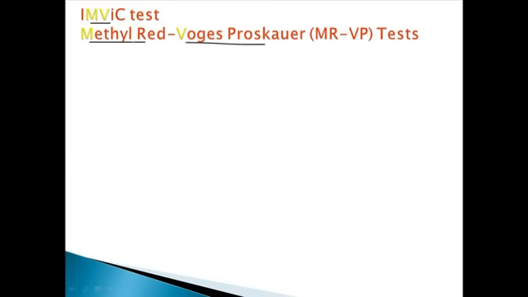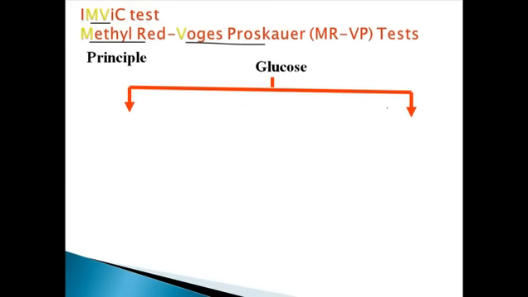From basic chemistry classes, we know that methyl red is an indicator for acid production. So if acids are produced via different reactions, the methyl red will turn red in color. So what is the principle? We have glucose as the main carbon source, because we add the water samples in a glucose medium. Bacteria have two pathways to utilize this glucose: an acidic pathway and a neutral pathway.